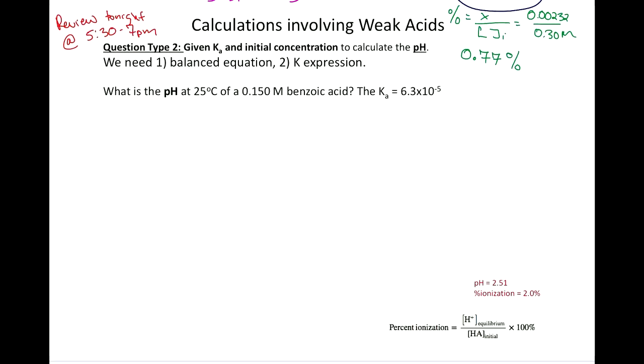So benzoic acid, what's the pH? If you don't know that benzoic acid is a weak acid, here's the hint. The hint is that a Ka is given. If there's a K given, Ka meaning acid, it indicates that benzoic acid is in fact a weak acid, so it undergoes a chemical equilibrium.